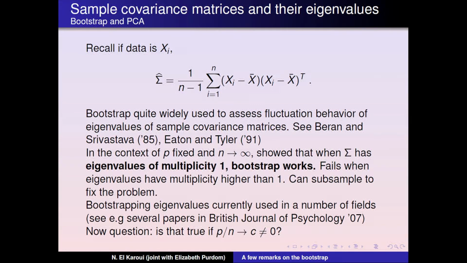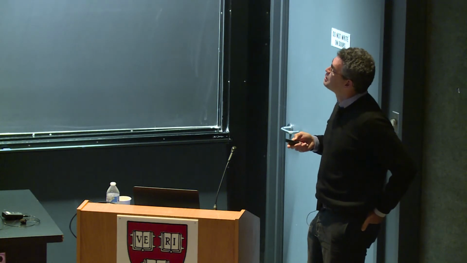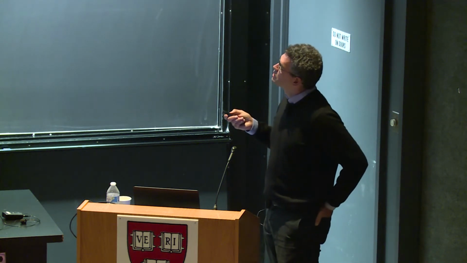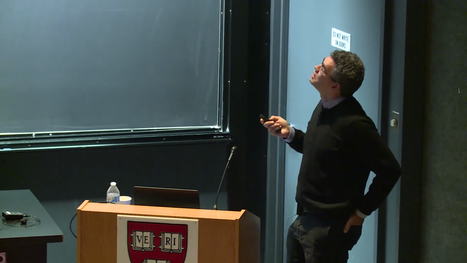Okay, and it's very nice to say, well, let's just bootstrap the eigenvalues when you're teaching PCA, or there's still some activity in the British Journal of Psychology on this. The question is what's happening when P over n goes to C, not 0.